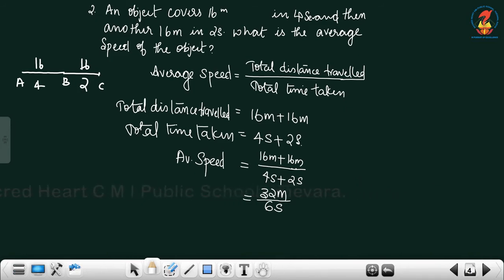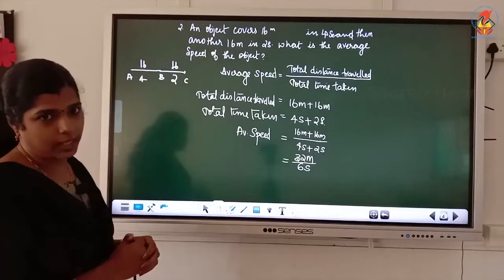From A to B, 16 kilometer. Time taken is 4 seconds. From B to C, again 16 kilometer. Time taken is 2 seconds. So, what is the total distance? 16 plus 16. What's the total time? 4 plus 2. So, 32 by 6.